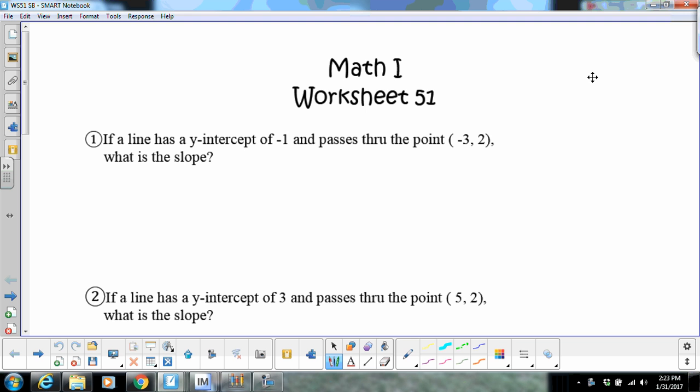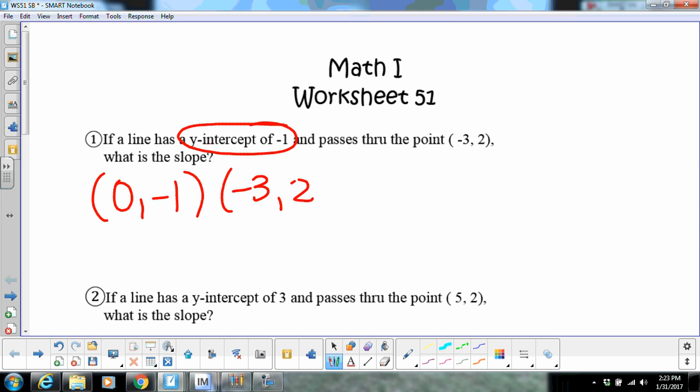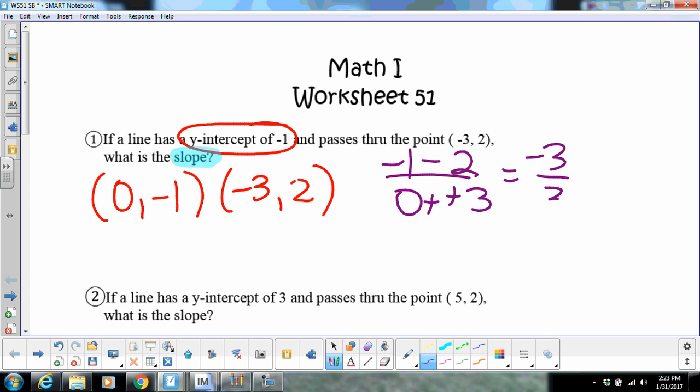If it says it has a y-intercept, y-intercept means you have an x value of 0, and then the y value here will be -1. Then they gave us the second point, and the only thing they want us to find here is the slope. So I'm simply going to use my slope formula, y minus y over x minus x. That's going to give me -3/3, or -1 as my slope.